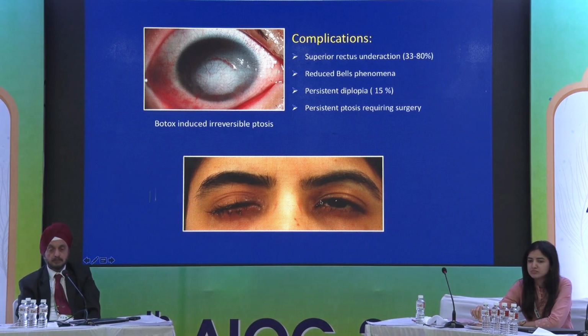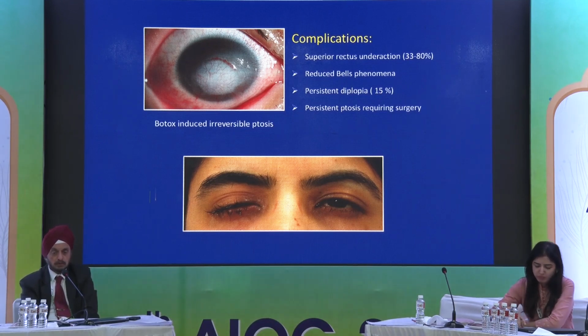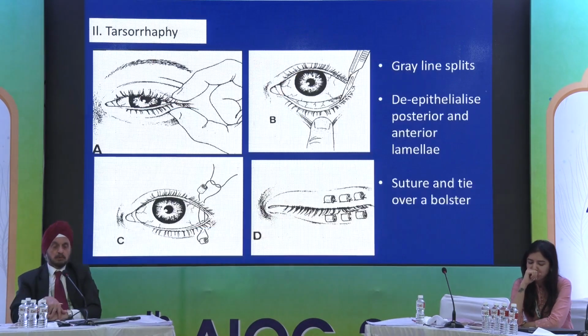However, there are complications to Botox. We have seen superior rectus undercorrection in 30%, but in the literature it can be much more than that. There is reduced Bell's phenomenon, persistent diplopia, and persistent ptosis, like in this patient, which required surgery for the ptosis because the doctor didn't wait until 1 week and re-injected. So remember, the lid doesn't necessarily fall immediately. You will need to wait up to a week for the lid to fall. If you don't see it falling after 1 or 2 days, don't go and re-inject again. Wait for a week before you think of doing any further intervention.